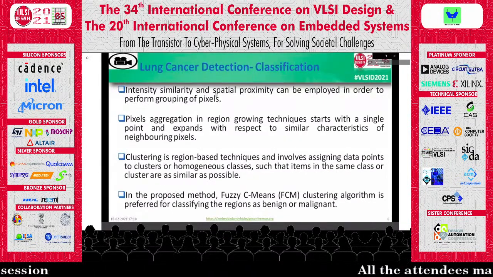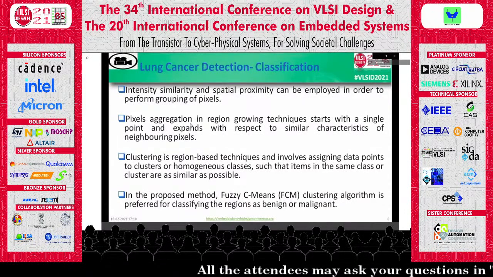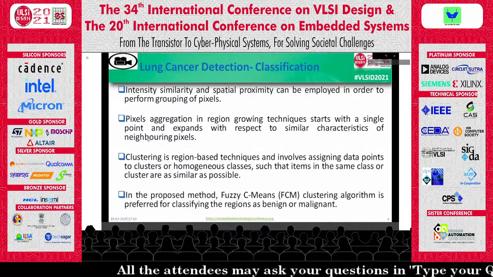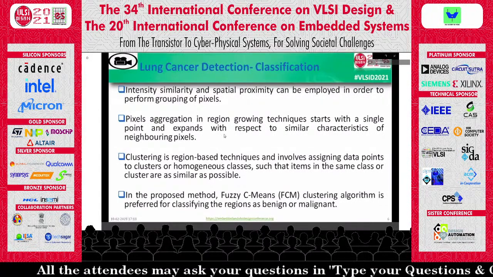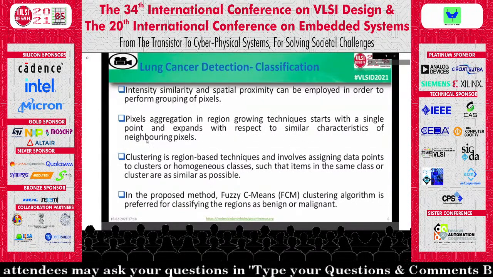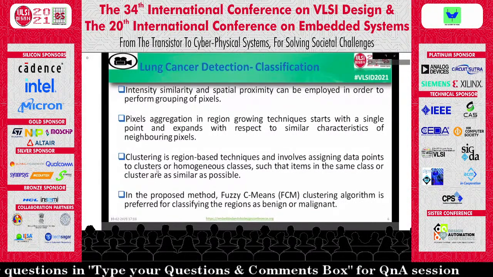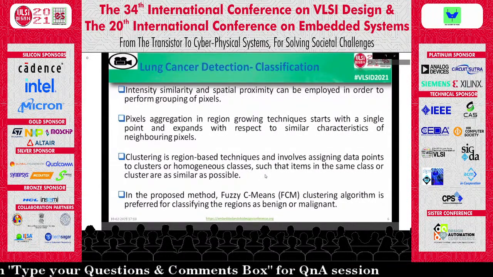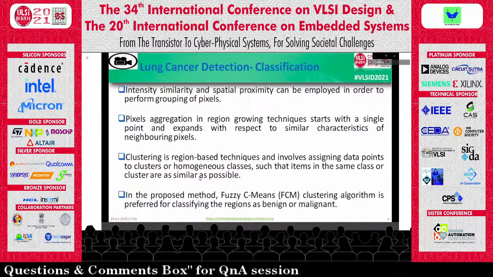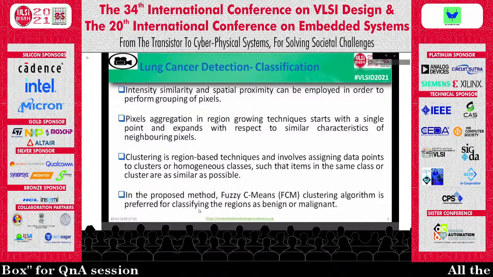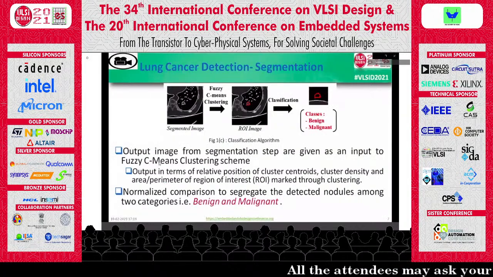Intensity, similarity, and spatial proximity can be employed in order to perform grouping of the pixels. Pixel aggregation in region growing techniques starts with a single point and expands with respect to similar characteristics of the neighboring pixels. Clustering is a region-based technique, and it involves assigning data points to clusters or homogeneous classes, such that items in the same class or cluster are as similar as possible. In the proposed method, we have used the fuzzy C-means clustering algorithm for classifying the regions as benign and malignant. This figure shows the implemented classification algorithms.